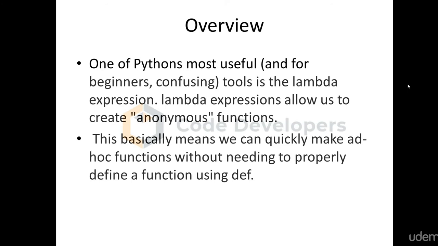One of Python's most useful tools, and a lot of times really confusing for beginners, is the lambda expression. What lambda expressions basically allow us to do is create anonymous functions. So you can quickly make ad hoc functions where you don't want to spend the time defining an entire function using a def statement.